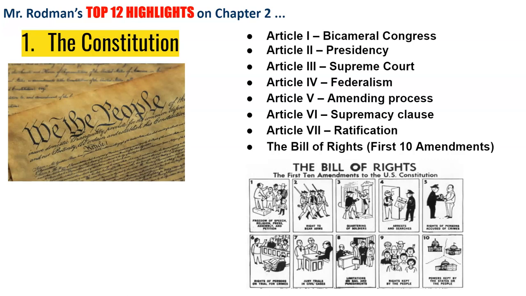Article 2 then looks at the executive branch, the idea of the presidency. We look at the Electoral College, the focus of articles of impeachment, high crimes and misdemeanors that we'll talk about a little later. And then Article 3 looking at the judiciary, the Supreme Court and the federal courts, and giving power to the Congress to determine the size of the Supreme Court, as well as the structure and framework of the federal courts beneath the Supreme Court.